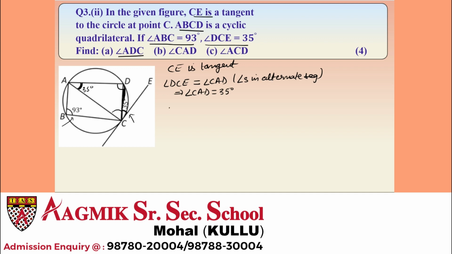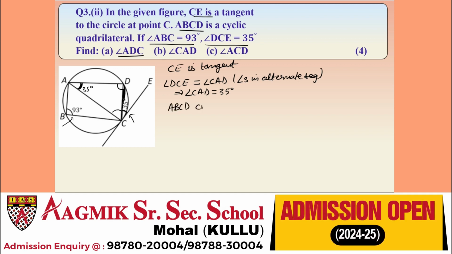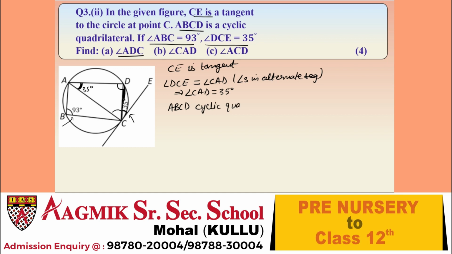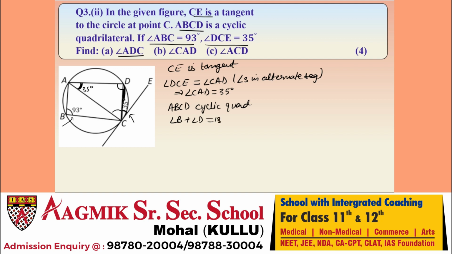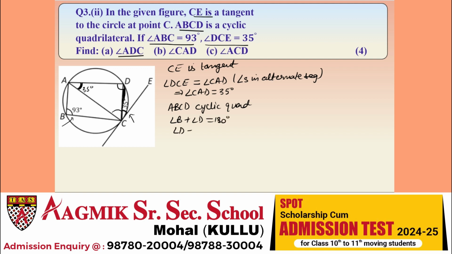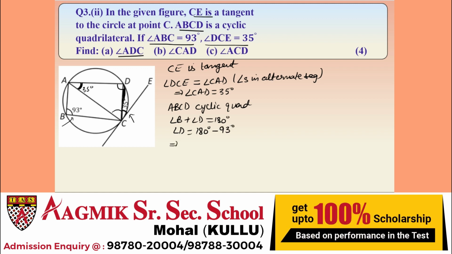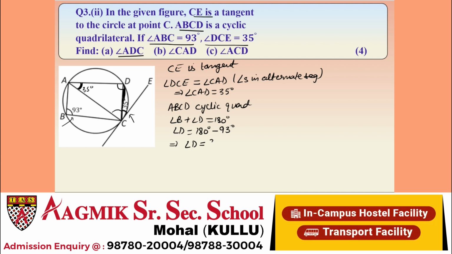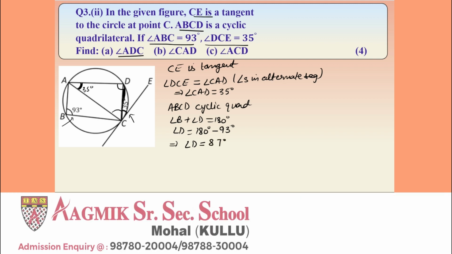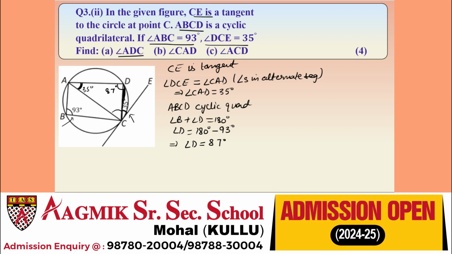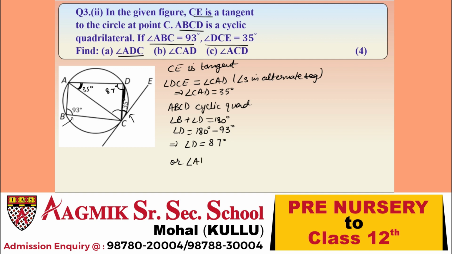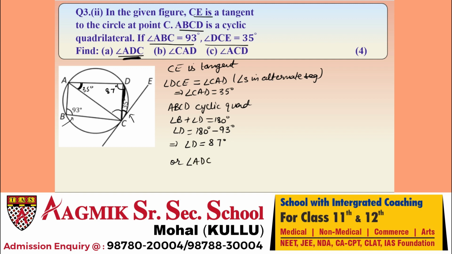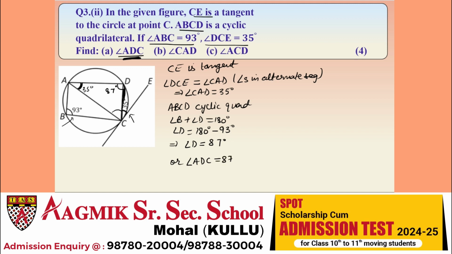Now since we have ABCD as a cyclic quadrilateral, in a cyclic quadrilateral opposite angles are supplementary. So angle B plus angle D would be equal to 180 degrees. So that means angle D would be 180 minus B, which is given to be 93 degrees. That means we get angle D as how much? 87 degrees. So this angle is coming out to be 87. You can also call it angle ADC, as they were asking us. So this angle ADC is coming out to be 87 degrees.